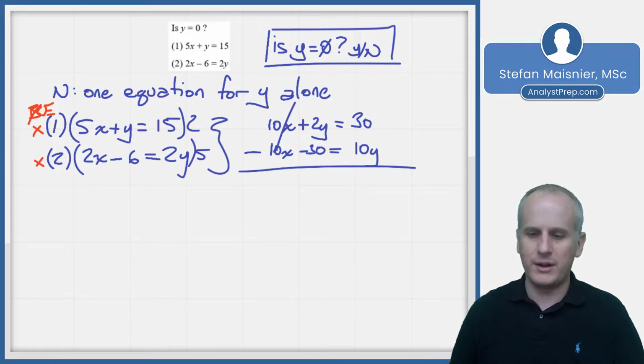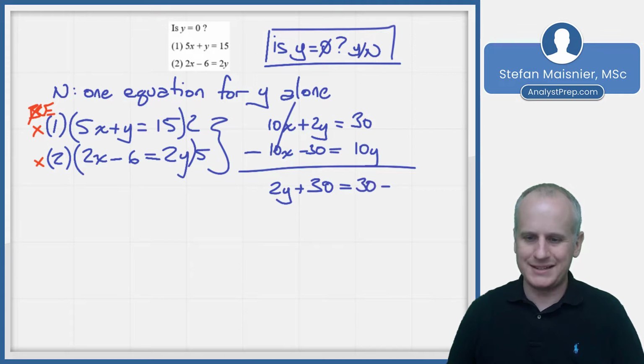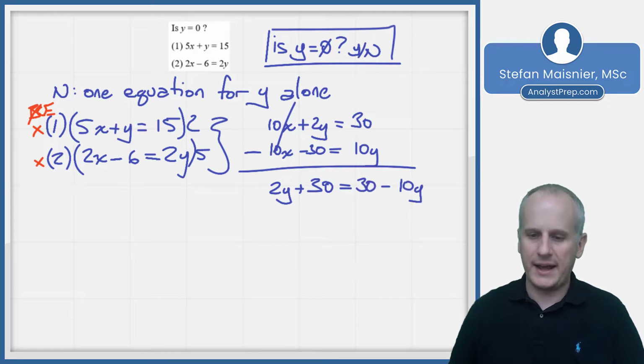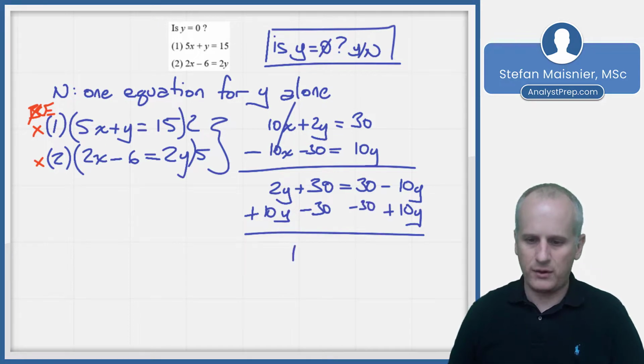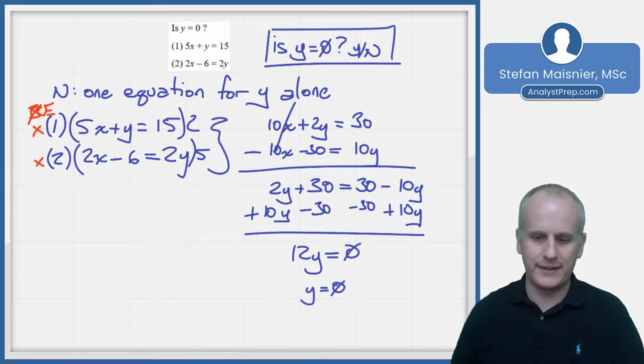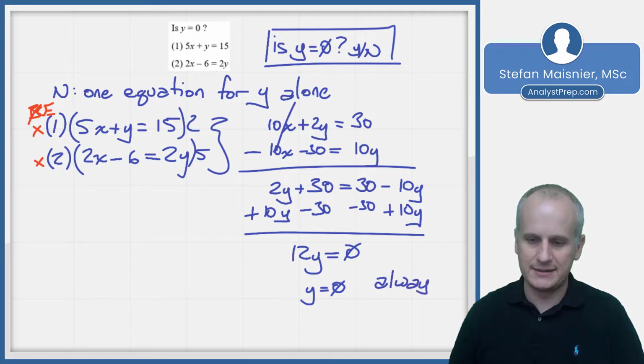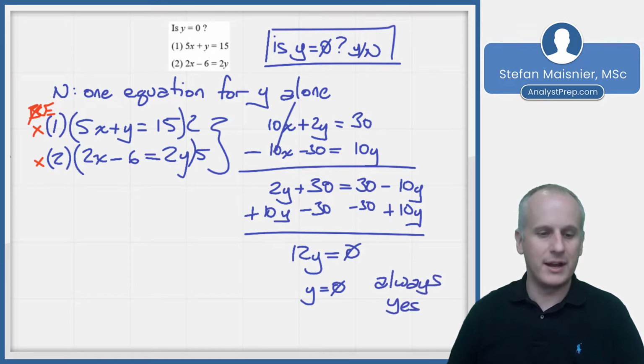We then have 2y plus 30 is now equal to 30 minus 10y. And if we add 10y to each side, subtract 30 from each side, we discover that 12y is equal to 0, which means that y itself is equal to 0, and the answer is always yes. Thereby, the combination of the two conditions is sufficient to determine a definitive answer.